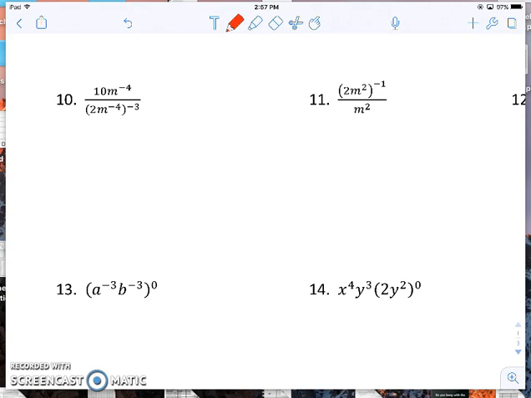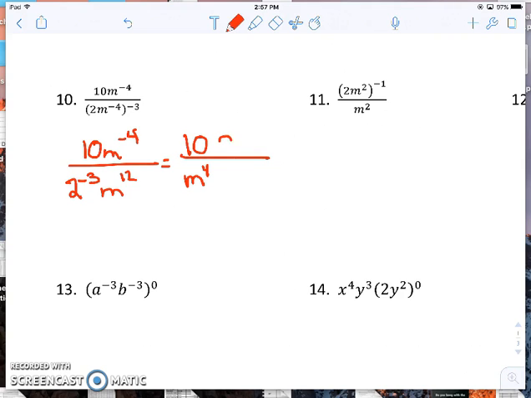Let's see. We have to distribute there, so 10m to the negative 4th divided by 2 to the negative 3rd. That would be m to the positive 12. So let's see, we got 10, that m to the negative 4th, so that would change to the denominator. 2 to the 3rd on top, times m to the 12th. Well, 2 times 2 times 2 is 8. So we have 80 over m to the 16th.